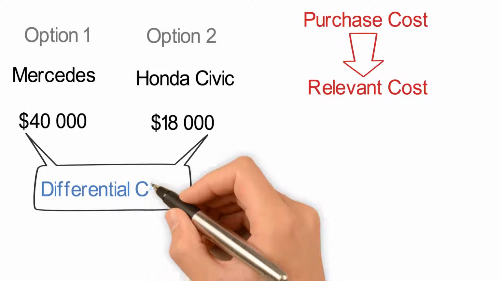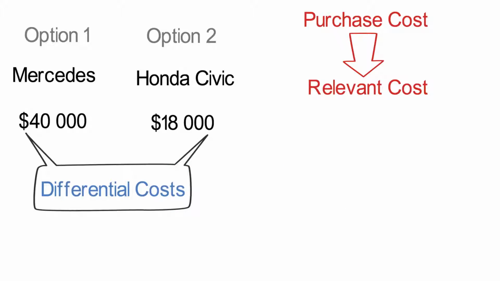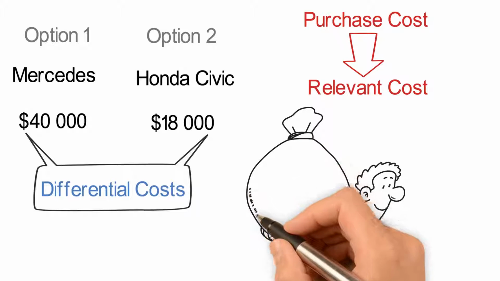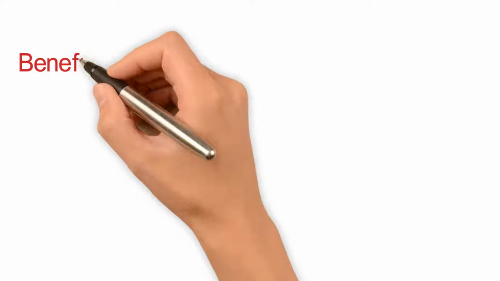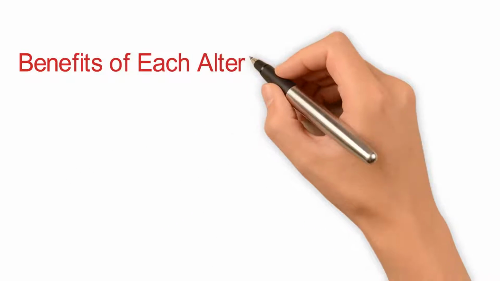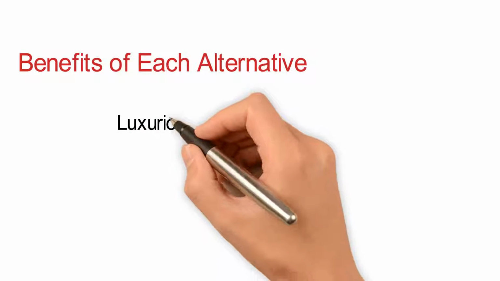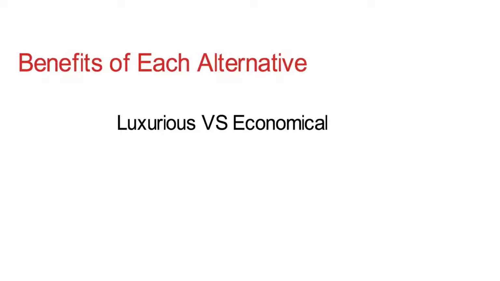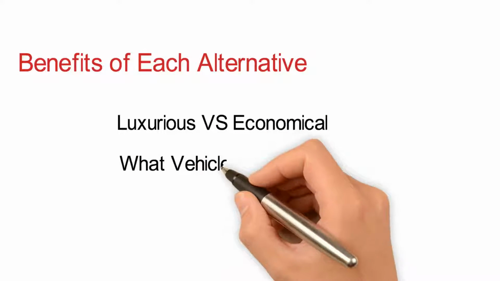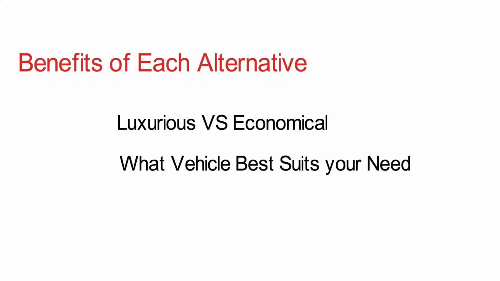The price of $40,000 and $18,000 are also considered differential or incremental costs. The $40,000 is an avoidable cost if you choose to purchase the Honda Civic for $18,000, and vice versa. Other relevant information associated with making this decision are the benefits of each alternative. Would you rather have a luxurious vehicle, a Mercedes, or a more economical vehicle, a Honda? You will also consider what vehicle best suits your needs and fulfills your purpose for purchasing a car in the first place.